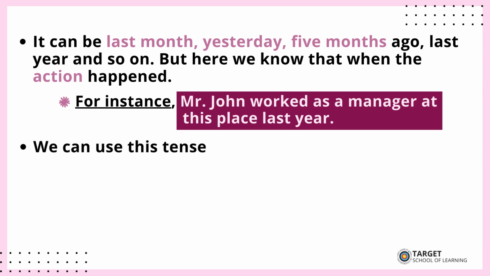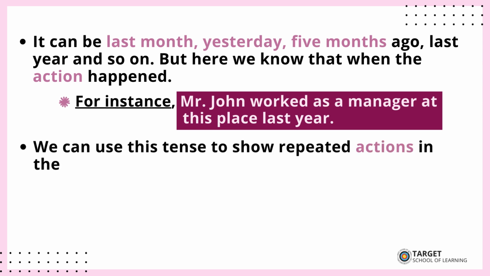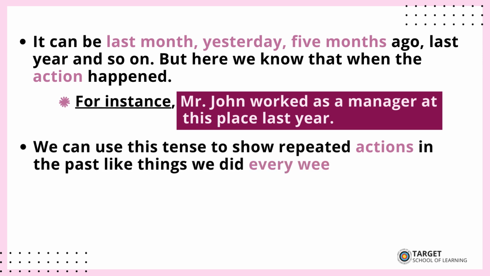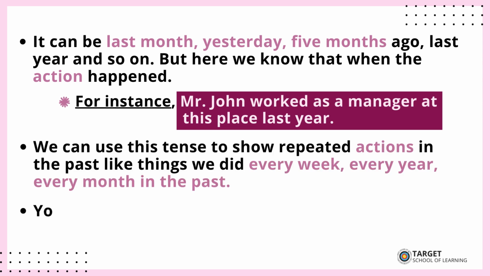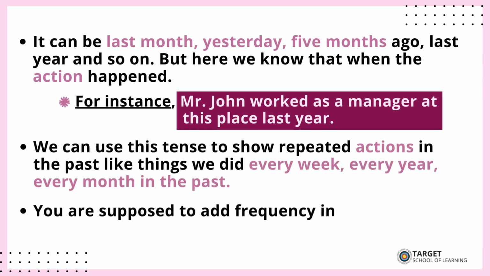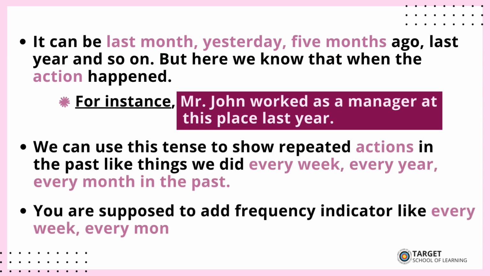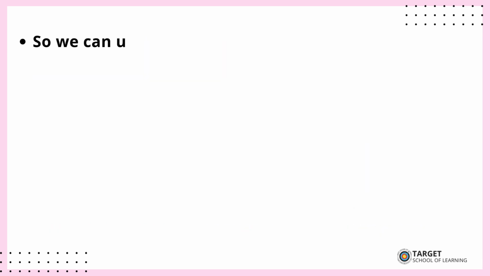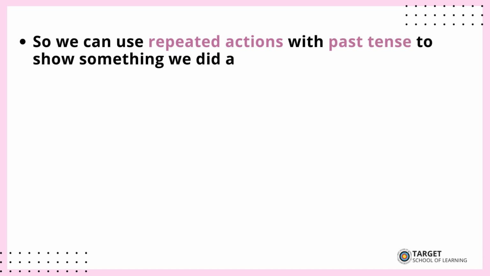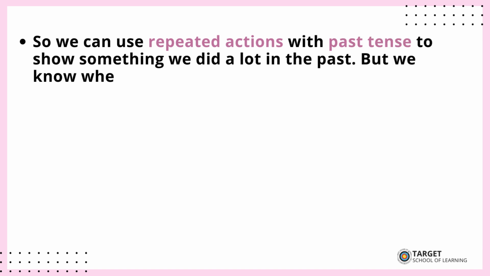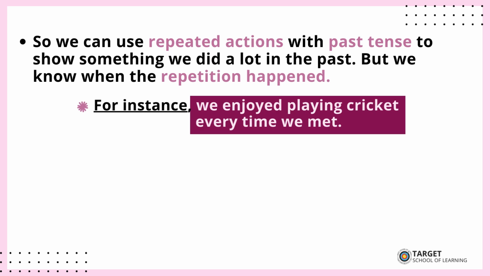We can use this tense to show repeated actions in the past, like things we did every week, every year, every month in the past. You are supposed to add a frequency indicator like every week, every month. Frequency means how often. So we can use repeated actions with past tense to show something we did a lot in the past, but we know when the repetition happened. For instance, we enjoyed playing cricket every time we met.